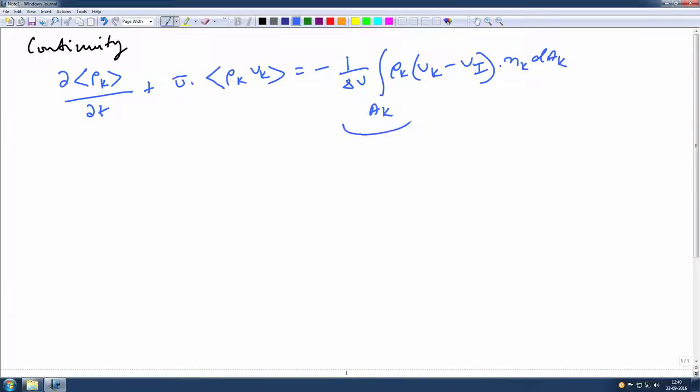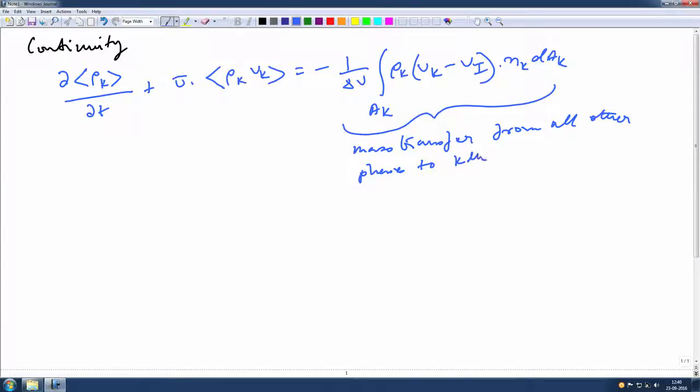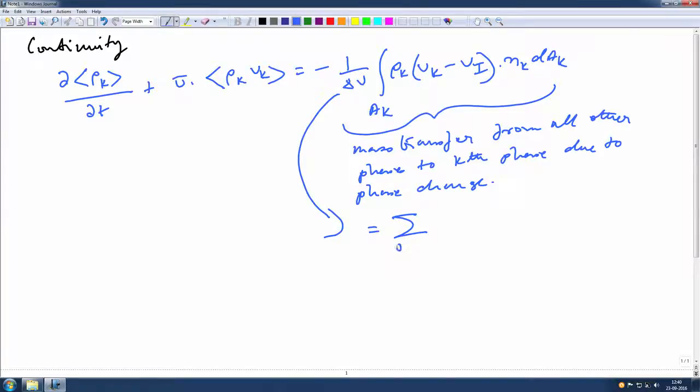Now this particular term designates the mass transfer from all other phases to the kth phase due to phase change. We said this is equal to the summation over j equal to 1 to all the phases phi, but j not equal to k, of m triple prime j k. So from all other phases, summed over j, it is transferred to the kth phase.